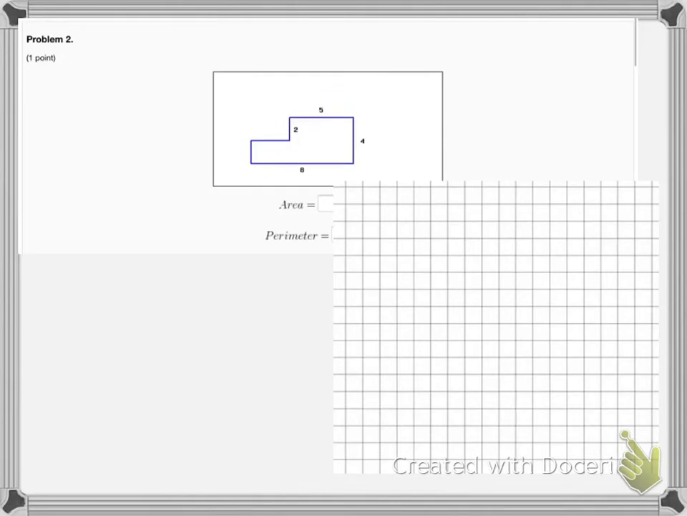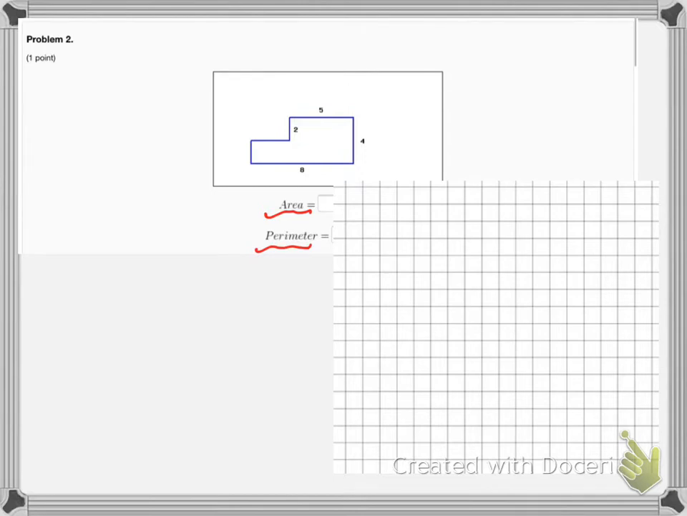Now the next question is a new topic. You're given a shape like this, the blue picture. The blue picture is like an L shape. We want to find the area of the shape and the perimeter of the shape. Let's first draw the shape on the block paper.